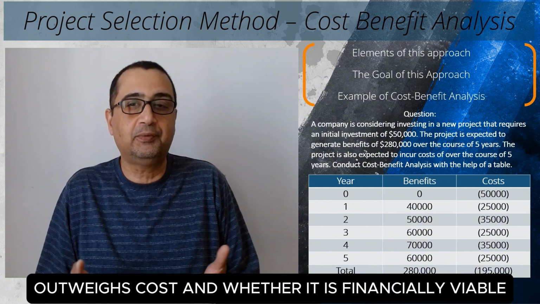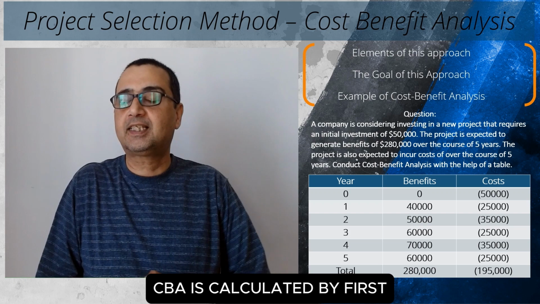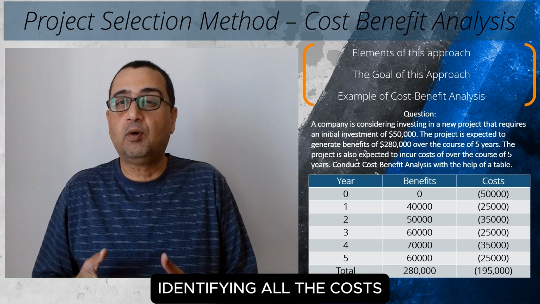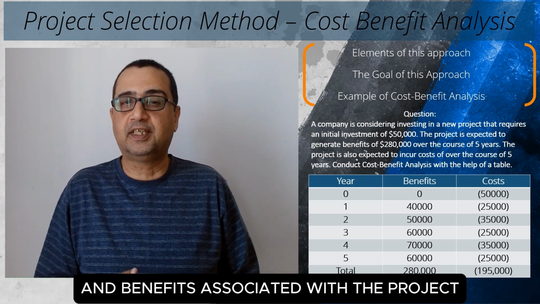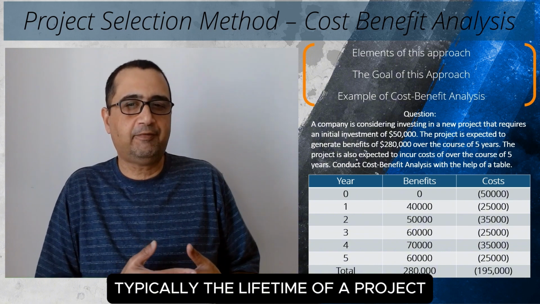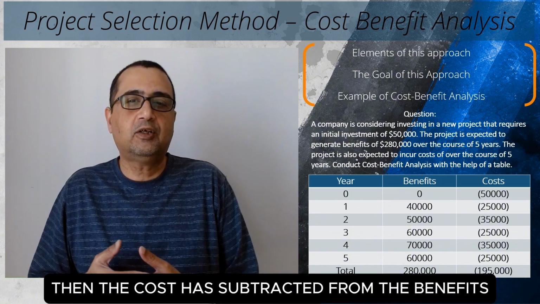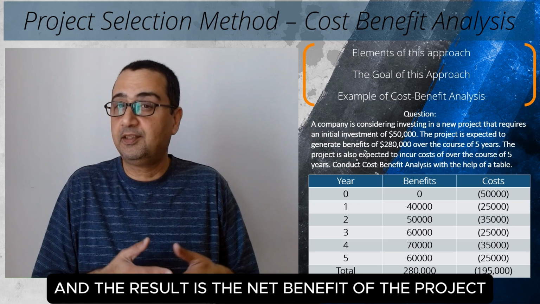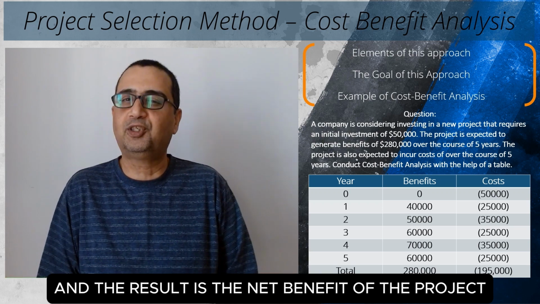it is financially viable. CBA is calculated by first identifying all the costs and benefits associated with a project over a specified period of time, typically the lifetime of a project. Then the cost is subtracted from the benefits and the result is the net benefit of the project.